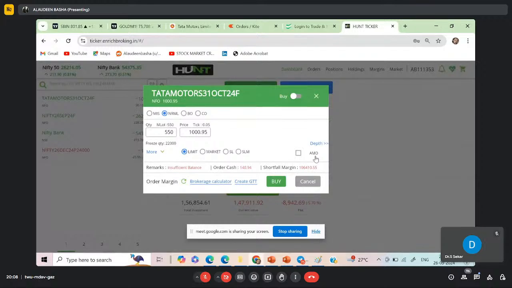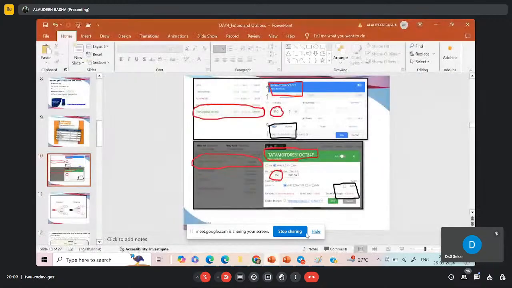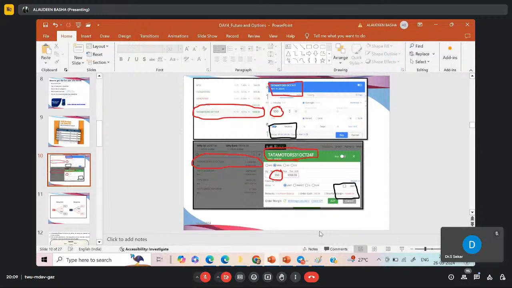You can open the demat account any day, with any broker, any vendor. There is no issue. Okay, it's clear, sir. Yes, sir. Okay.